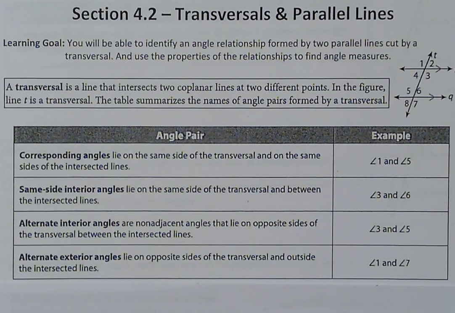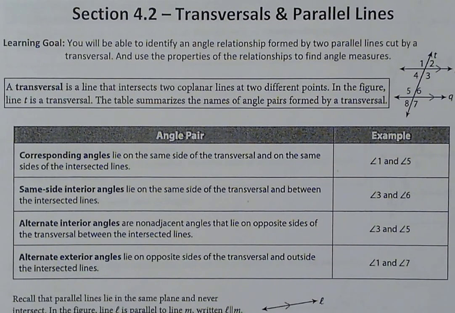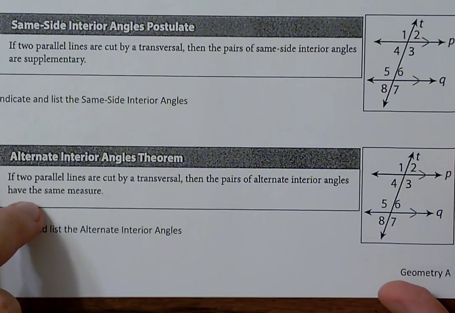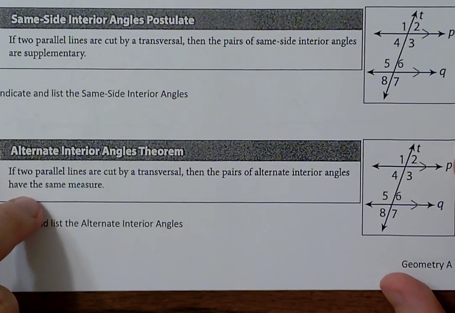Now, most of the rest of our notes is talking about other examples of these 4 and what they result in. So what is the result of the relationship? Meaning, what do they equal? What do they add up to? And such. All right. Let's first take a look at same side interior angles.